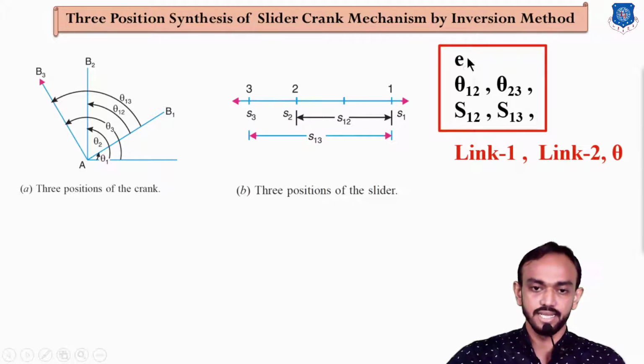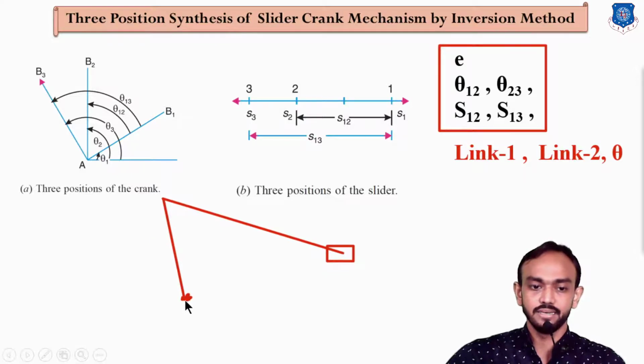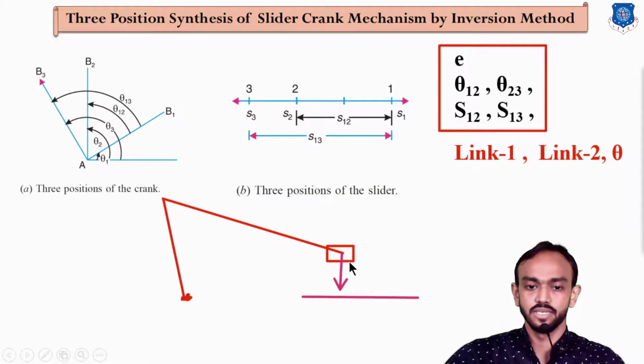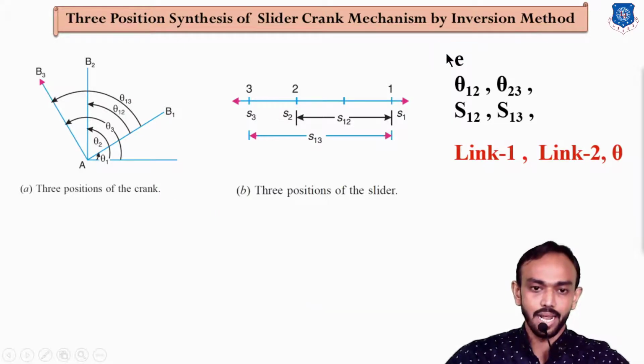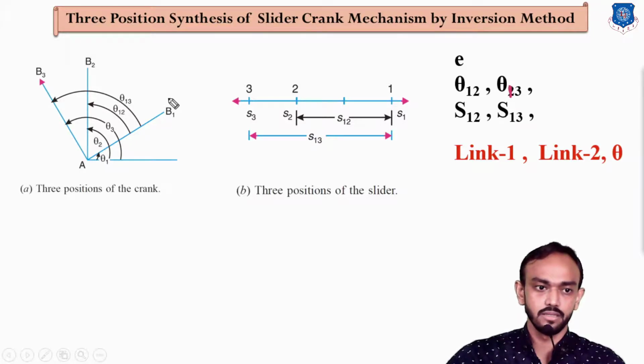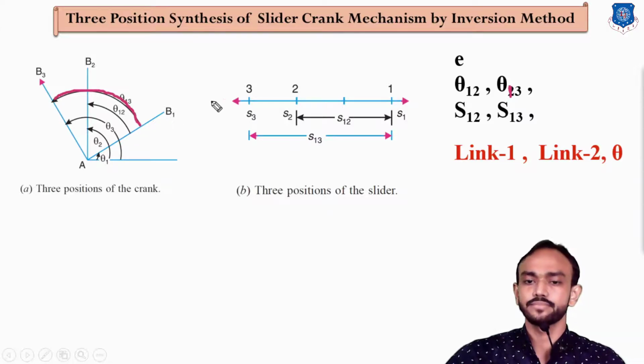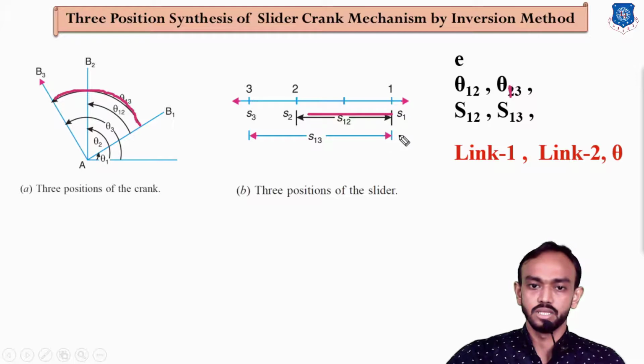The given data will be this. Check what the given data is. Eccentricity: eccentricity means the center of the crank and the line of action of the piston will be at some distance. You can see this is the distance, and this is known as eccentricity. After that, theta 12 means initial to second position, and theta 13 means 1 2 3. Similarly, S12 means 1 to 2, and S13 means 1 2 3.